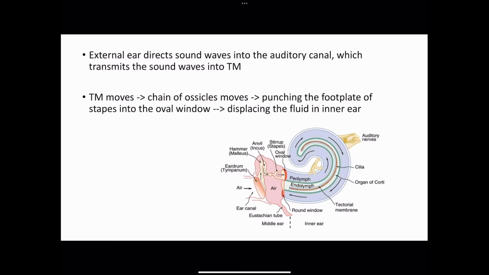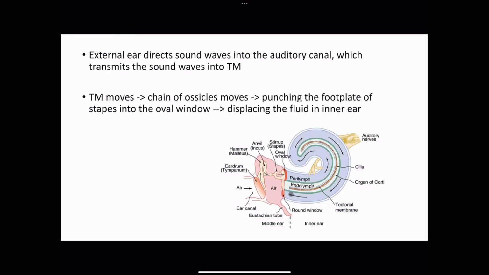The external ear directs sound waves into the auditory canal, as you can see in this picture, which transmits the sound waves to the tympanic membrane. The tympanic membrane moves, and the chain of ossicles also moves, punching the footplate of the stapes into the oval window, displacing the fluid in the inner ear.